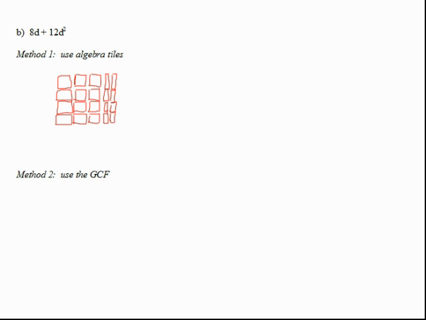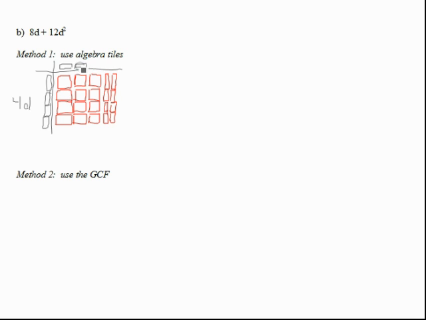So there's my rectangle. And now that I have my rectangle, I need to see what I made it up of. So this is a D. This is a D. This is a D. This is a D. So this is 4 Ds.